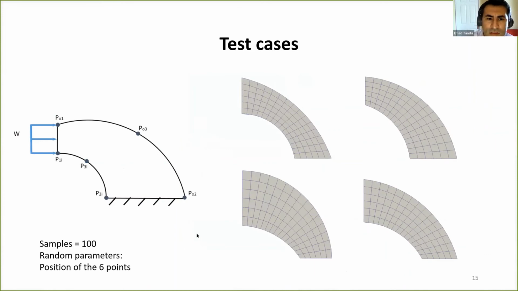Also, we have used another case. I call it the curved beam. It is constructed by 2 arcs, and each arc is created by 3 points. We randomly generated these points, and that's why on the right-hand side you can see we have different geometries, and we want to train our model to learn the effect of geometry on the solution field.